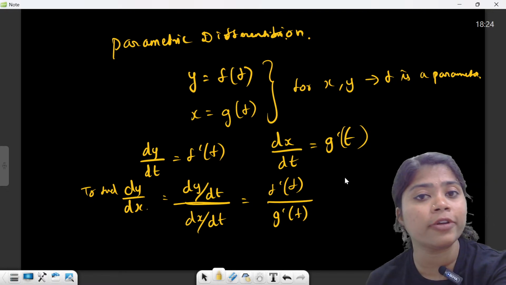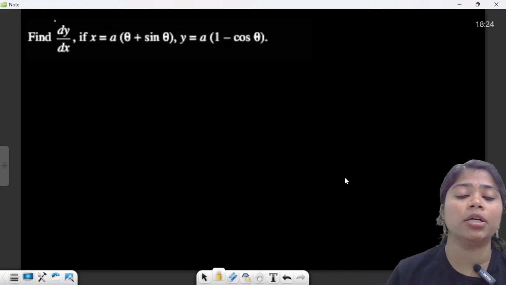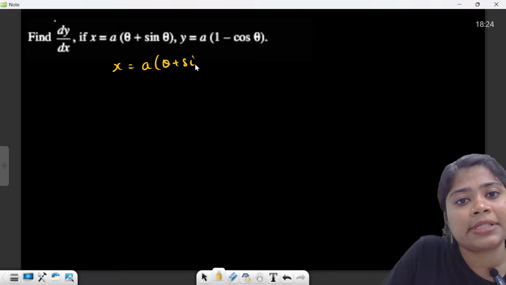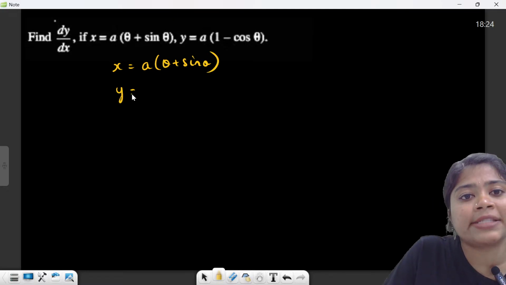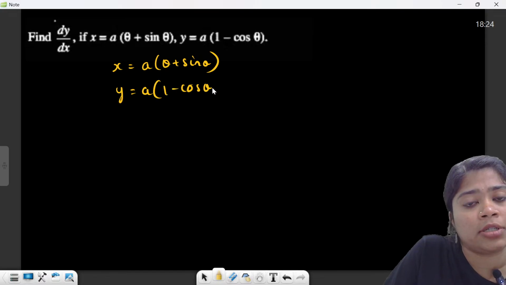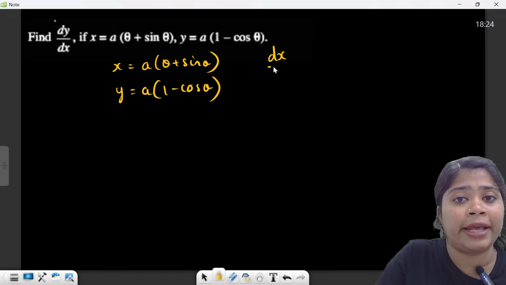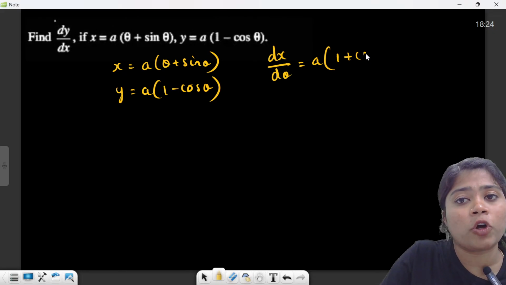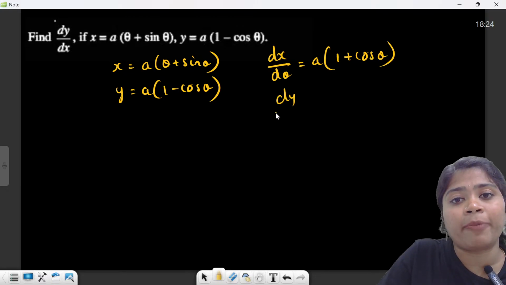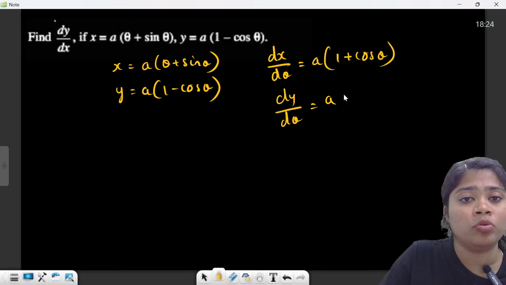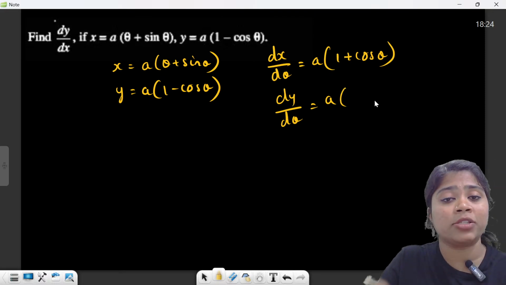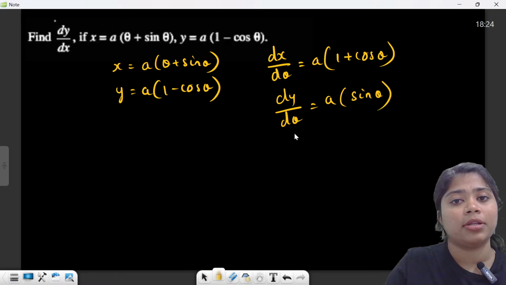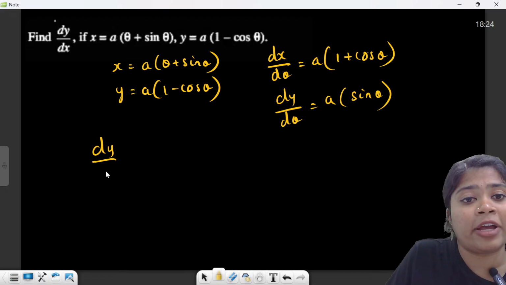So we are going to solve one question. Look, here the x variable depends on theta: x is equal to a into theta plus sine theta, and y is equal to a into 1 minus cos theta. So here I am going to differentiate x with respect to theta: a into 1 plus cos theta. So dy by d theta is equal to a into 1 differentiation is 0 minus cos differentiation is minus sine, minus minus, plus sine theta. So that's it. So what is dy by dx?